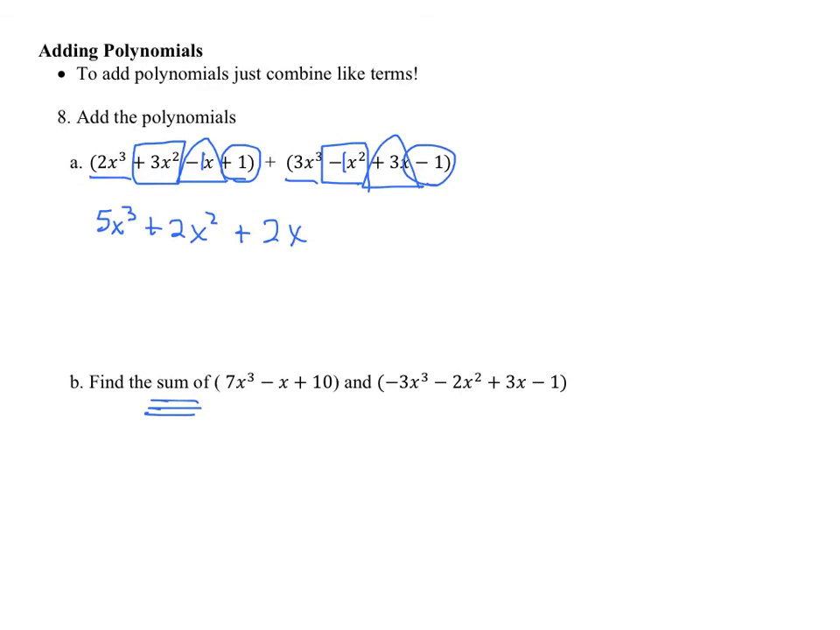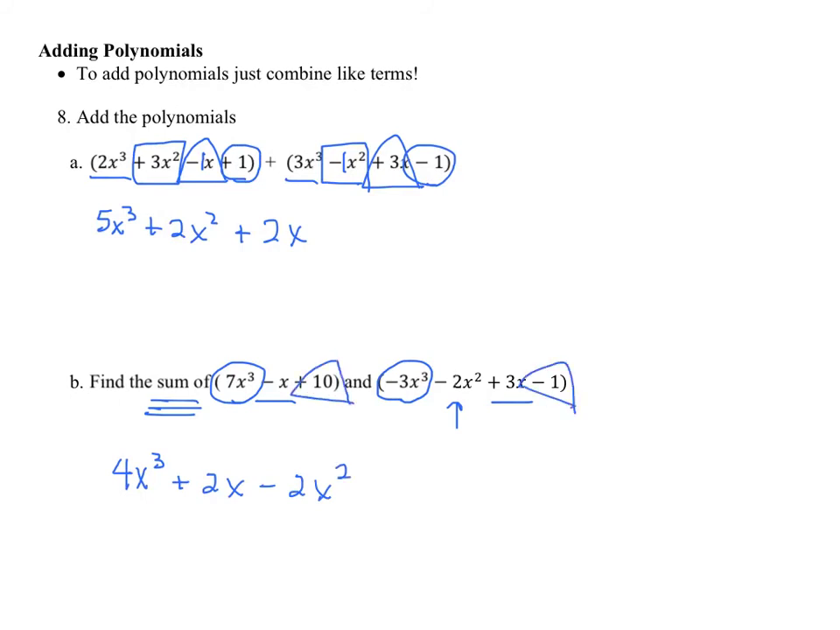Next one says find the sum of this. Again, combine like terms. This guy alike to this guy, might as well add them up, 4x cubed. Then, this guy is alike to this guy, so if I add them up, I get 2x. Negative 2x squared is all alone, so I'm just going to write him down. And then finally, 10 take away 1 is a positive 9. Normally, we rewrite these in descending degree order, so it would be 4x cubed minus 2x squared plus 2x plus 9.